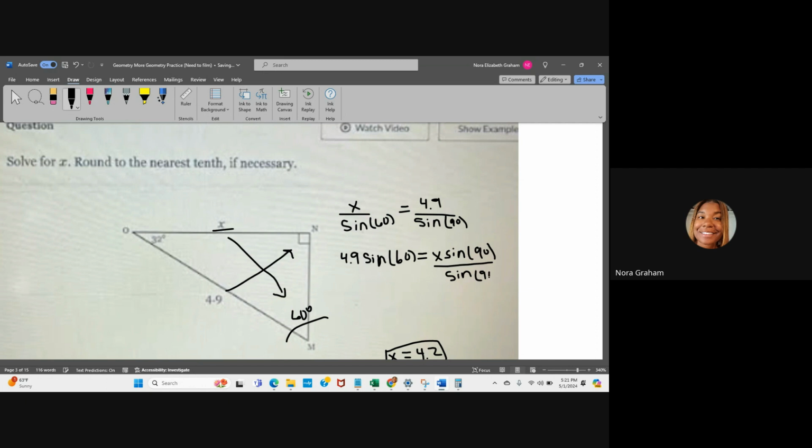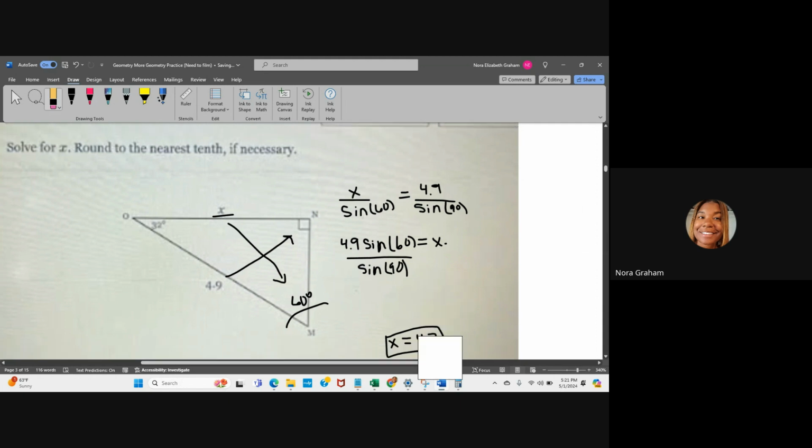Sorry, my pen is lagging on me. That's why it's writing so slow. And then sine of 90. There we go. Once I do that, again, these will cancel out. All right. And so your equation will be x equals 4.9 sine of 60 over sine of 90. All right. So for this one, plug this into your calculator like I did in number 1. And the answer you should get will be 4.2.